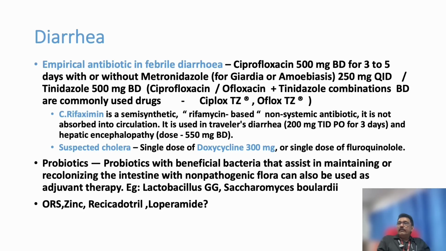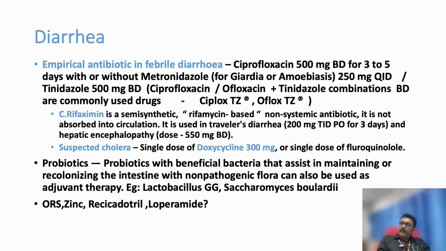In children, we have to give zinc syrup or zinc capsule, oral rehydration solutions, IV fluids like Ringer lactate. That's all enough. But in adults, sometimes we have to give racecadotril, that reduces the secretions in the abdomen.